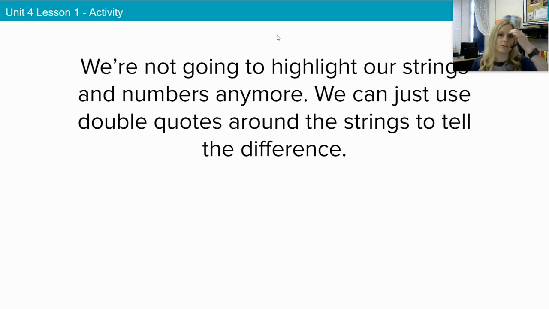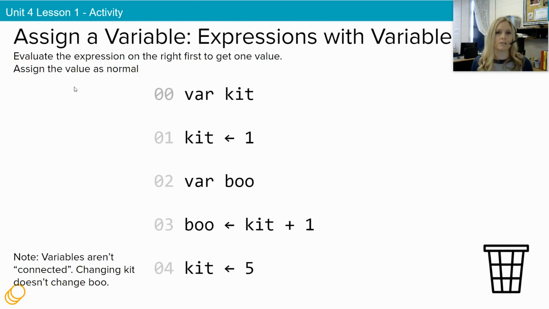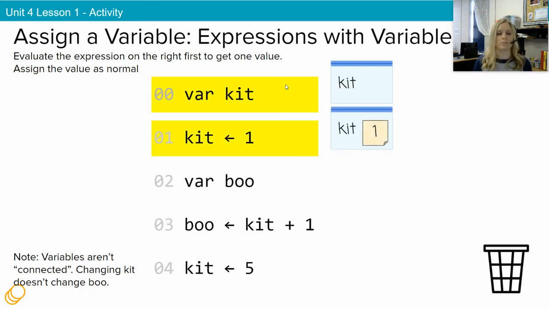Now we're not going to highlight our strings and numbers anymore. We're just going to know that it's a string if it has double quotes around it. So we can assign a value with a variable. We're going to start out with line number 1, var kit. Now we have a variable called kit. Imaginary baggie over here, writing the word kit on it. Currently it has no value. Now kit gets 1. So we're going to put 1 inside that baggie.